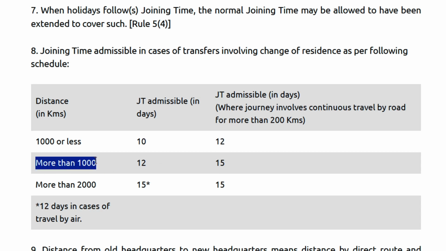More than 1000 km, 12 days and 15 days. More than 2000 km, 15 days and 15 days. Next, 12 days in case of travel by air.